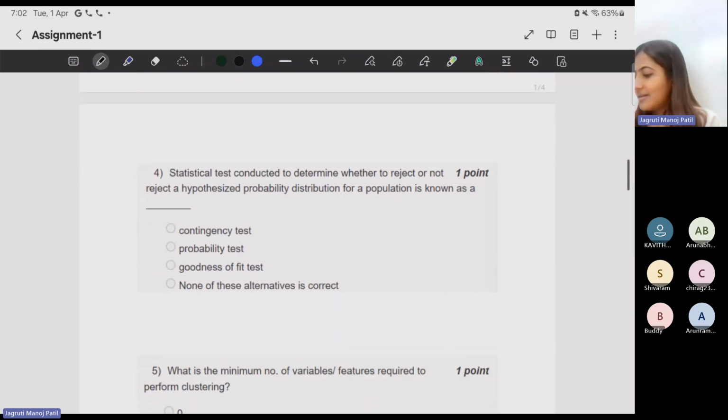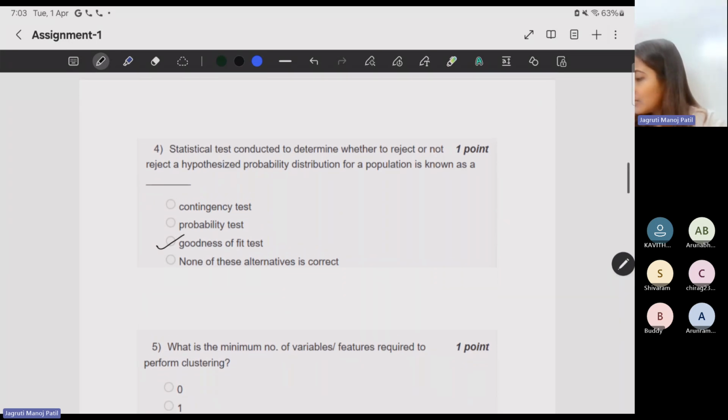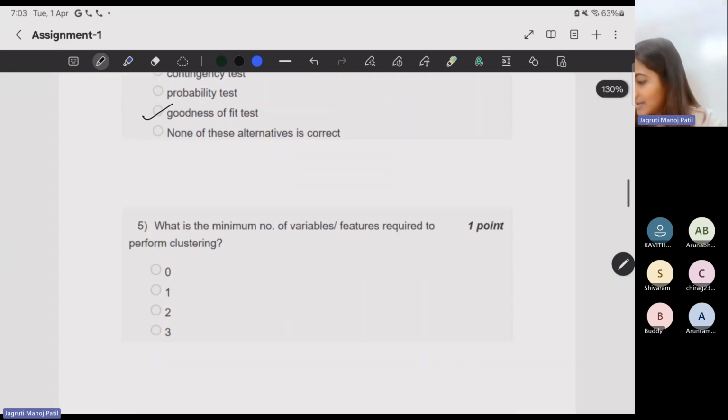Okay. So statistical test conducted to determine whether to reject or not to reject a hypothesized probability distribution for a population is known as what? Goodness of fit test. Exactly. The question is a bit weird, but yes, goodness of fit test. It would have been much nicer framed, but okay, it's fine.